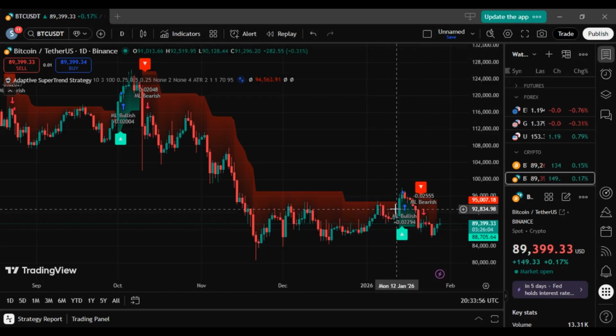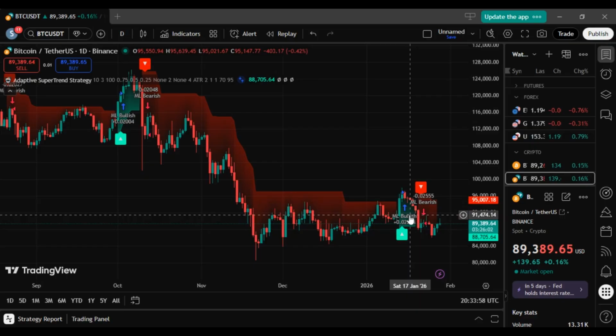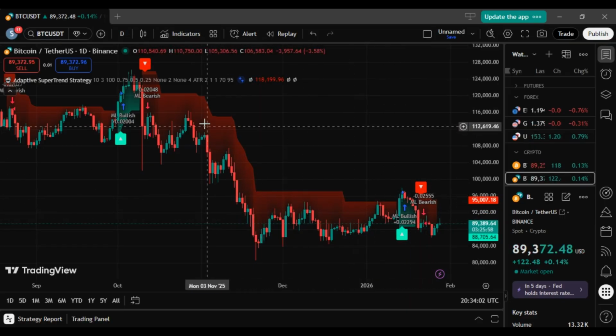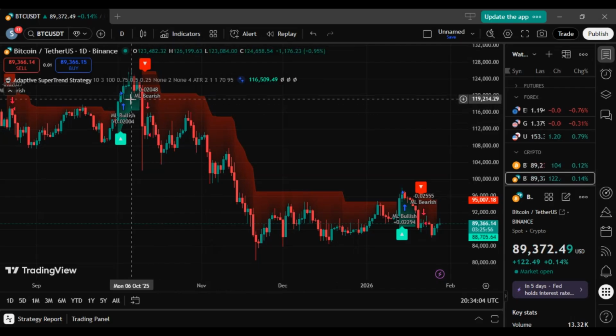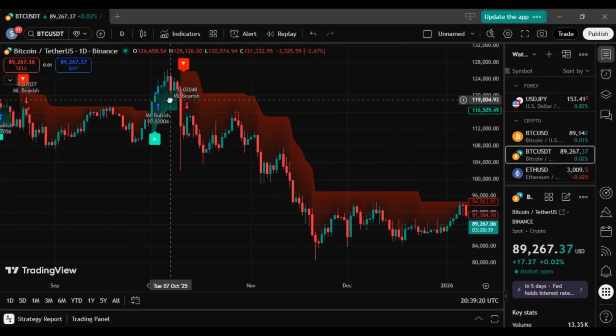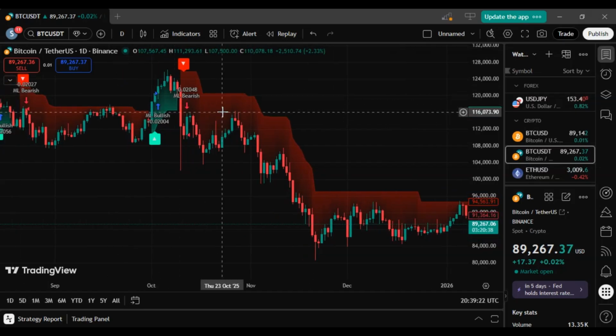When the price stays below the red zone, the indicator is telling us the market trend is bearish. When the price moves above the green zone, it signals a bullish trend environment. The bullish and bearish signals appearing on the chart are trend confirmation signals, not instant buy or sell commands.